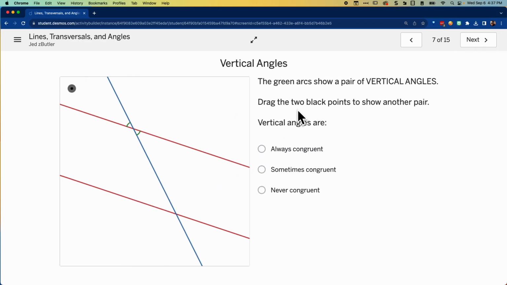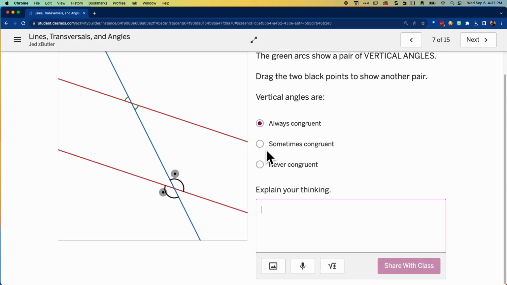The green arcs show a pair of vertical angles. Drag the two black points to show another pair. Okay, I'm gonna do these two big ones across from each other. Are vertical angles always, sometimes, or never congruent? They are always congruent because this is a relationship that we explored already. But it has to do with adding up to 180 in different ways.